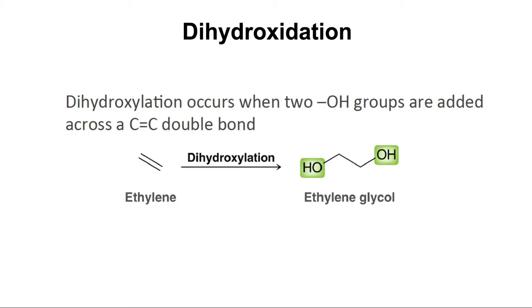So far in the chapter, we've seen how to add one OH across the alkene. And now in this video, we're going to learn how to add two alcohols, and that process is called dihydroxylation. In the dihydroxylation, we start with a double bond, and what we do is add one OH on each side of that alkene. There are two types of dihydroxylation.